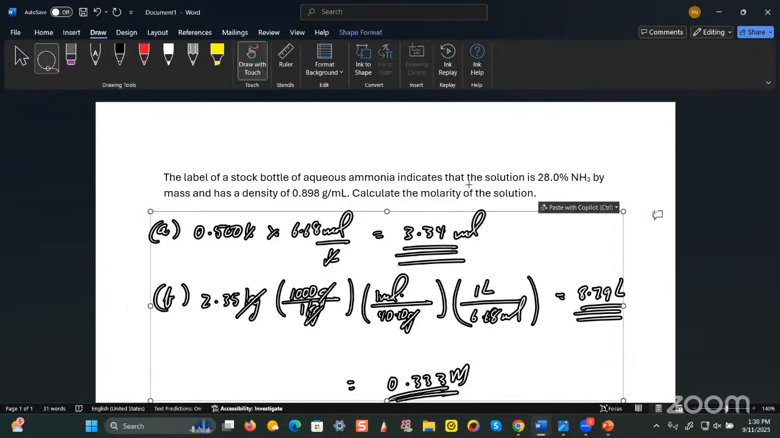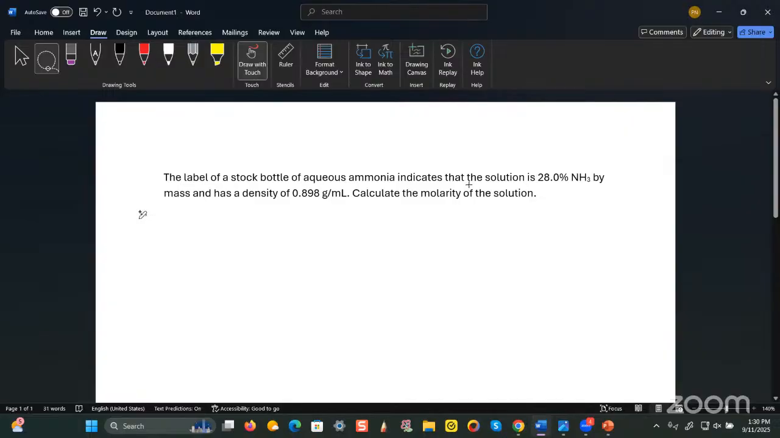Okay, so let's look at this question. It says you have a stock bottle of aqueous ammonia. It is 28% ammonia by mass. So what that means is that for every 100 grams of the solution, 28.0% of it would be pure ammonia, right? They also gave it a density and they're asking for the molarity of this solution, right? Okay, so how would we do this?